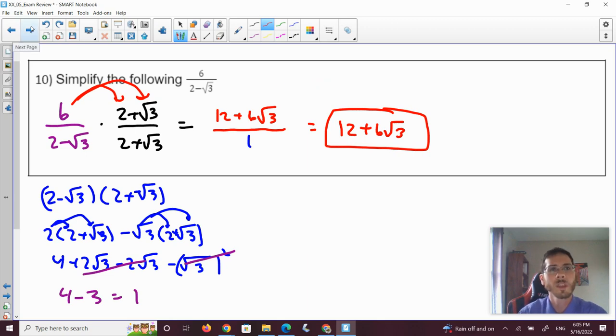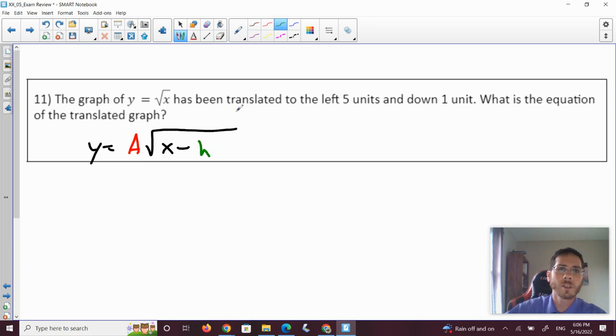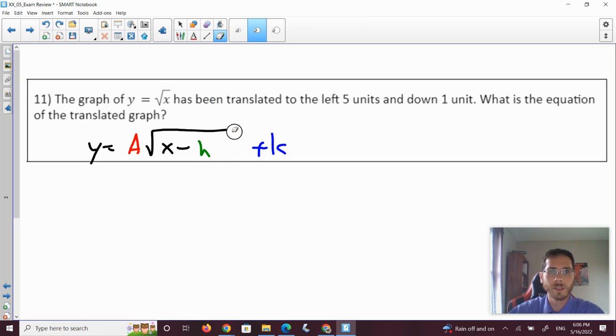your answer that way. All right, so for number 11, the graph of y equals radical x has been translated to the left 5 units and down 1 unit. What is the equation of the translated graph? So this is another one where it's y equals a. This time we're just doing the square root of x minus h, and then outside the square root is the k, so plus k. So you see I put a big gap there. I'm even going to erase this and make this gap a little bit bigger so that the k does not go inside. You can see the k does not go inside.